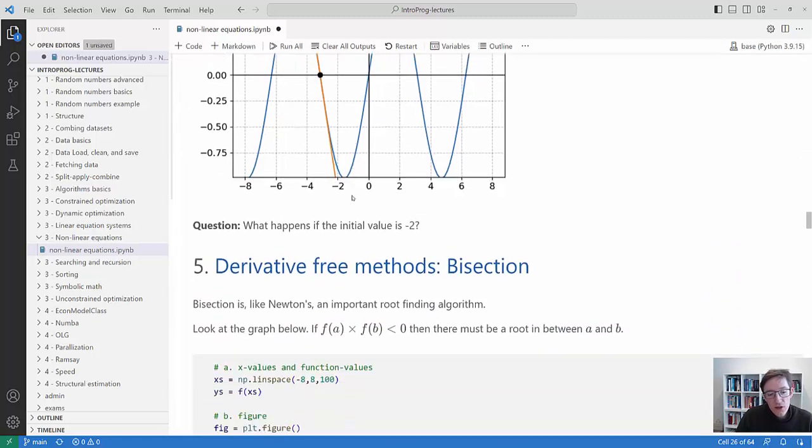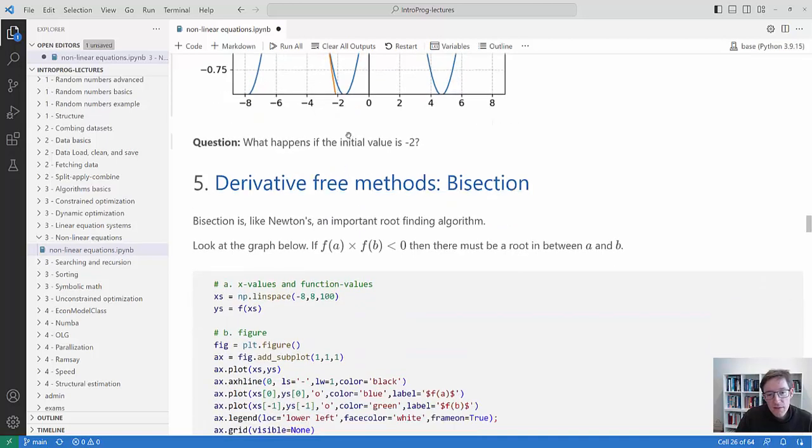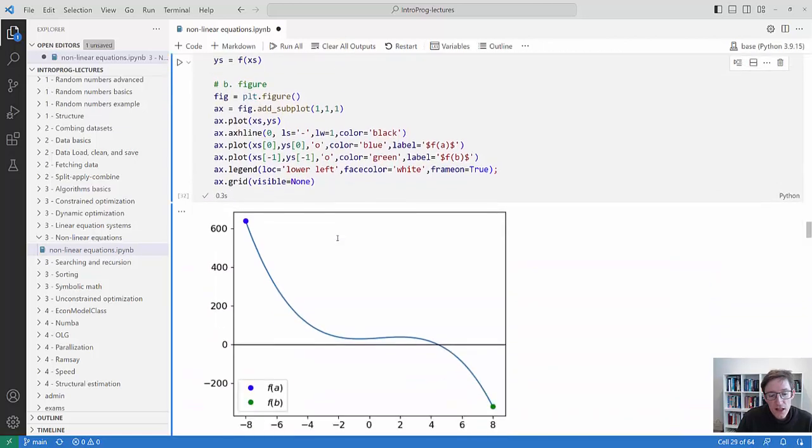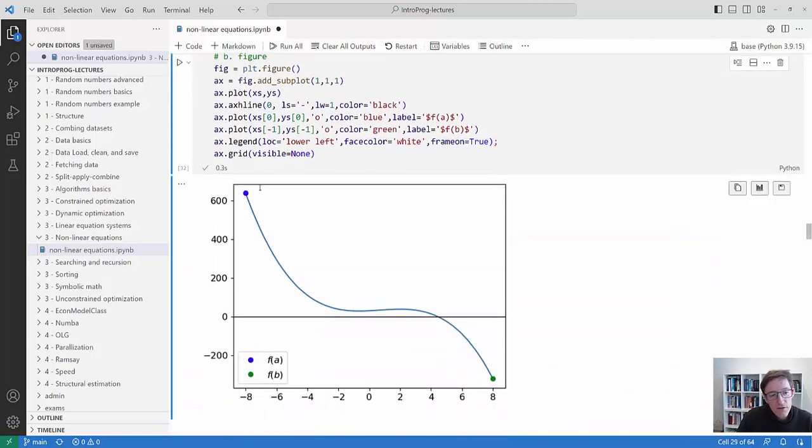Okay, now let us turn to derivative-free methods, and especially let us look at the bisection method. This is simply another way of finding a 0 for a function without using the derivative. So let's start by plotting the function. The basic idea is that if you know the function value at a and at b, two different values here, and you know that it's positive at a but negative at b, then if it's a continuous function, there must be at least one root in there somewhere.